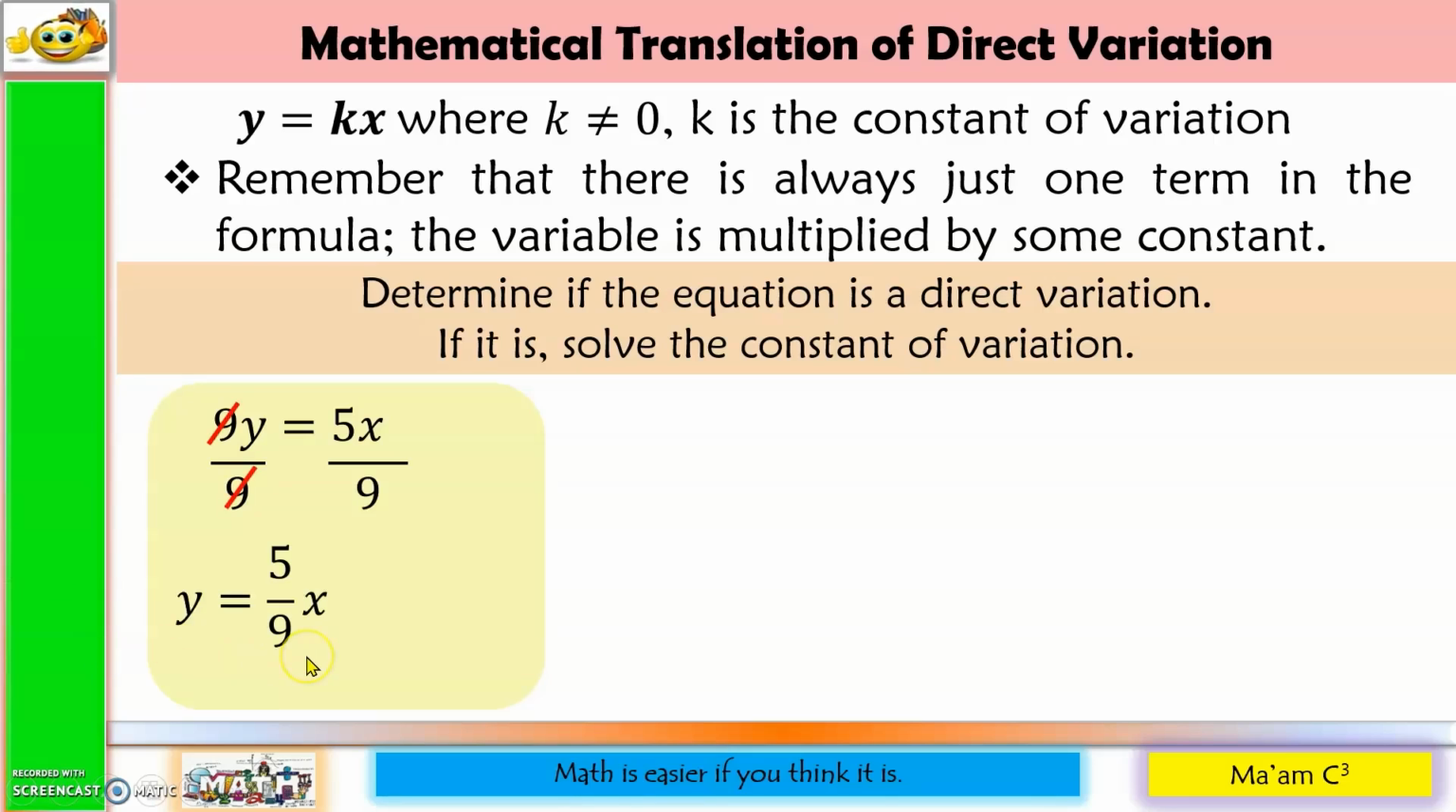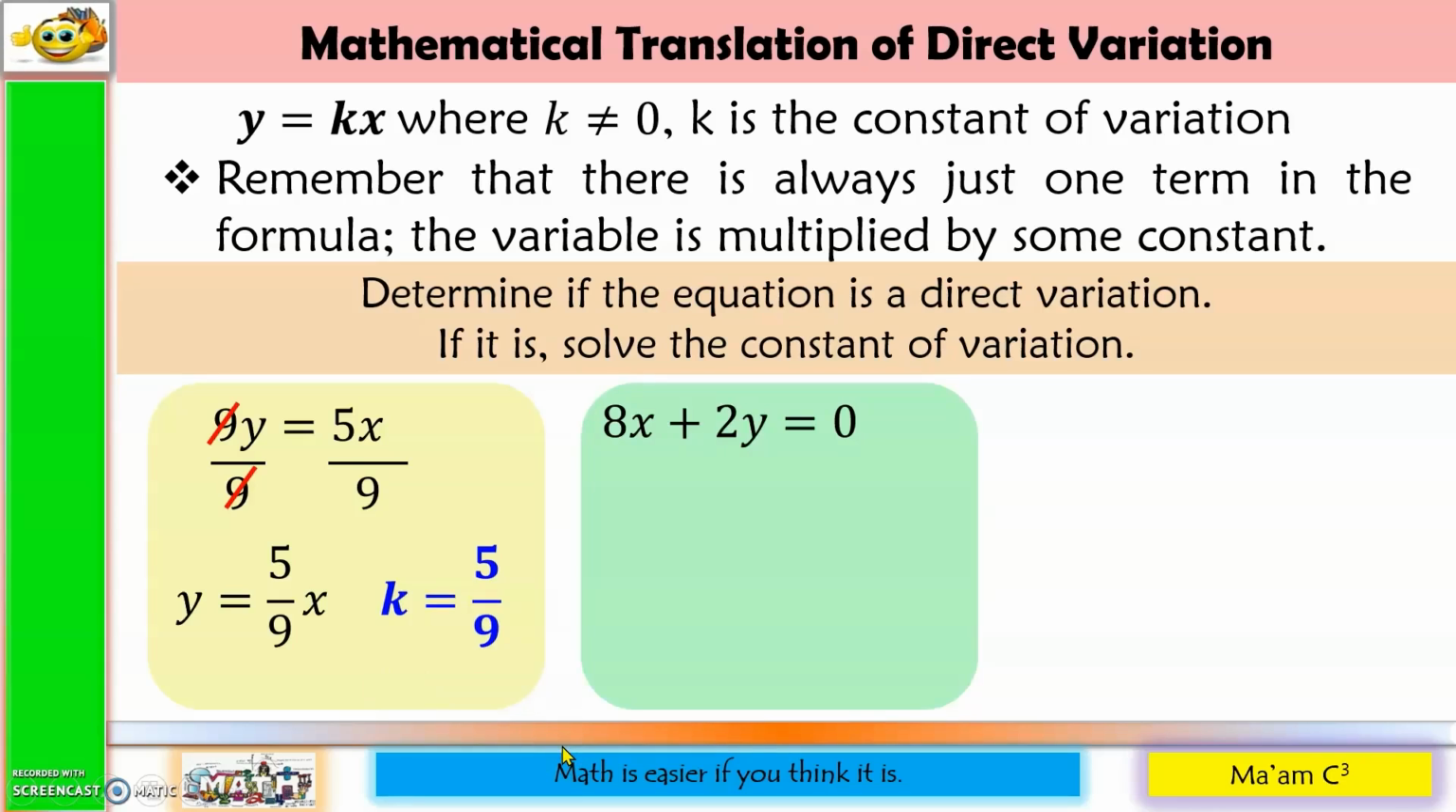Now this is a direct variation since I only have one term here. For the constant of variation, that is the numerical coefficient of the variable x. So k is equal to 5 over 9. Another example, 8x plus 2y is equal to 0. So let us solve for y. Let us move 8x on the other side. So we have 2y is equal to negative 8x.